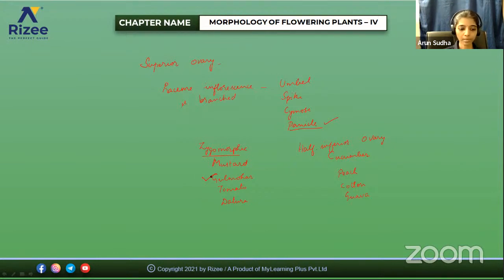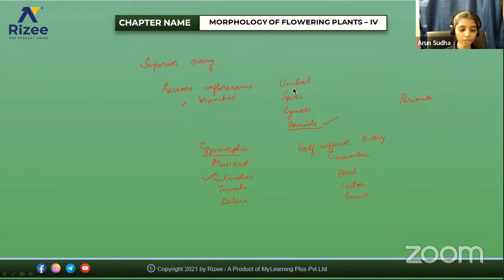Next question. The individual components of perianth are called sepals, petals, tepals, or bracts. Yes, tepals. Clear, right? Then next question.